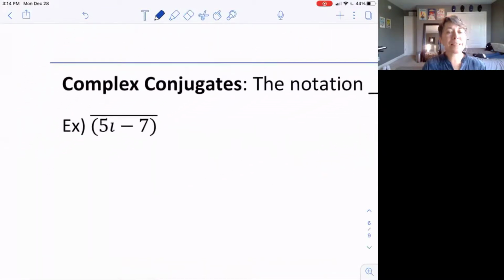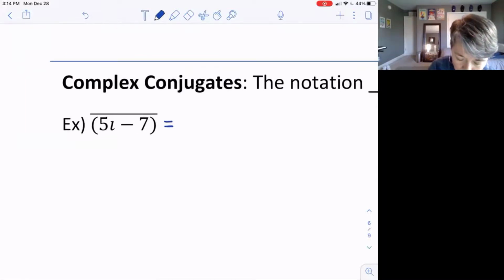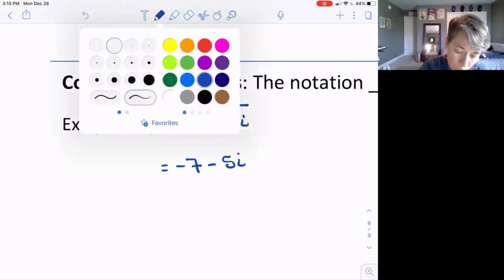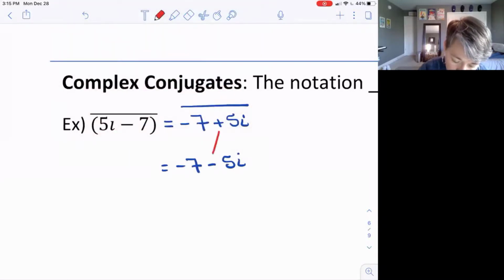They put 5i minus 7, but this is not written in proper format. Remember, the proper format always has the real part first, so the -7 goes first, and then the positive 5i would go second, okay? We have not found the conjugate yet. We have just rewritten it in proper format. So the conjugate would be -7 minus 5i. Notice the only thing that changes is that middle sign, not the sign of the real part.